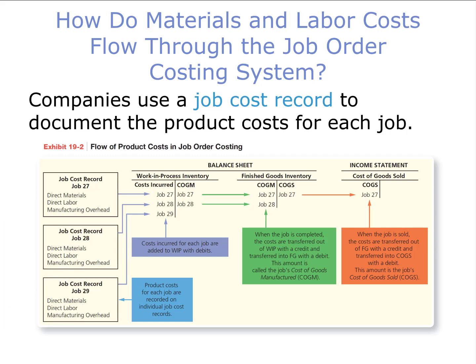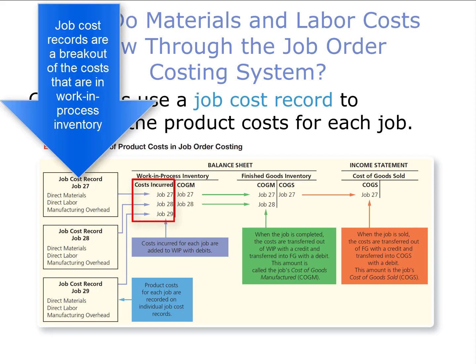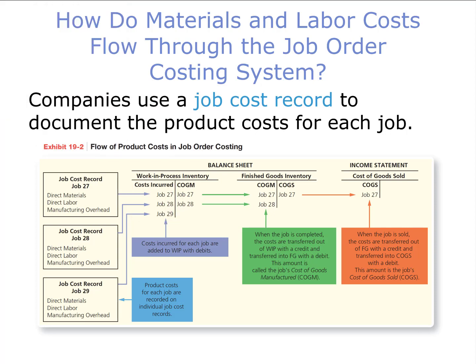As these jobs are being assembled, these costs on the job cost record show up as debits to the work in process inventory account. This means that the job cost record is showing the details of the costs of work in process jobs. Once the goods are complete, we call these costs of goods manufactured, and they are transferred out of work in process inventory to finished goods inventory. This is done by decreasing our work in process inventory account with a credit and increasing finished goods inventory with a debit.